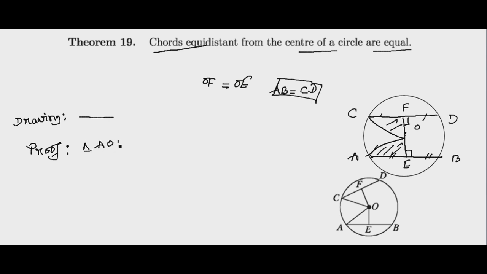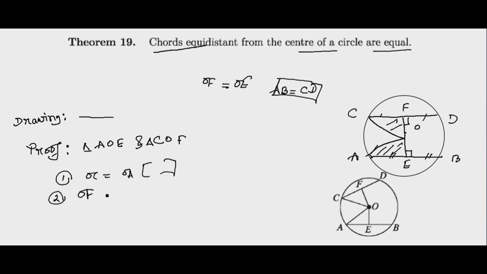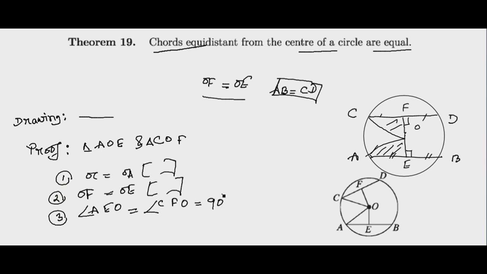From triangle AOE and triangle COF, we have OC is equal to OA. This is because they are the same radius of the circle. OF is equal to OE. It is been given here, and angle AEO is equal to angle CFO, and both of these angles are 90 degree.